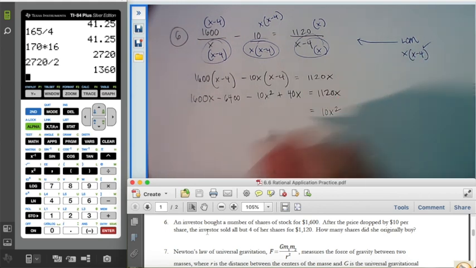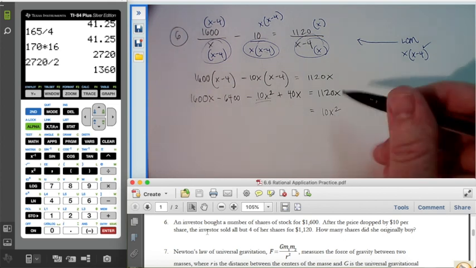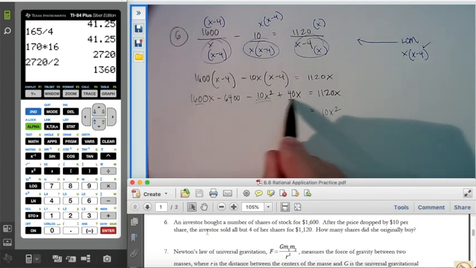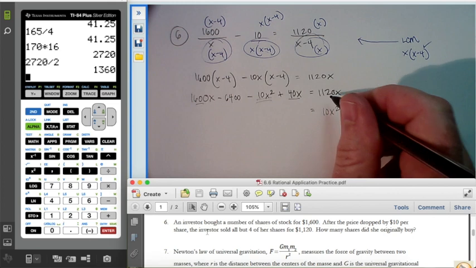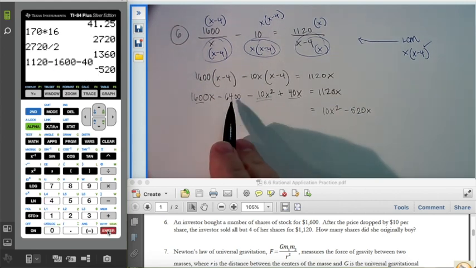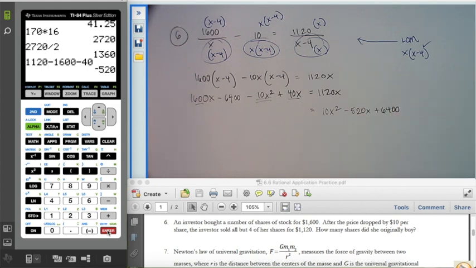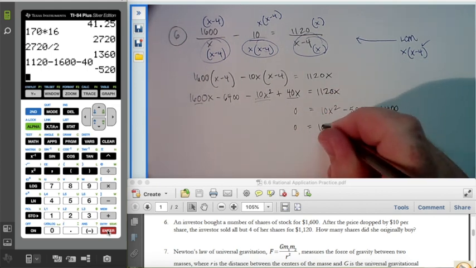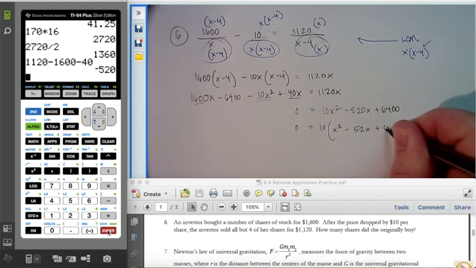All right, so let's move all the quadratic terms over to one side of the equation. Looks like I have 10x squared, but how many x's would I have? It looks like I have 1120 on one side, but I'm going to be taking away 1600, taking away 40. Perfect. Negative 520 x's. And then I'm just going to move that negative 6400 over to the other side. So now it's a quadratic.